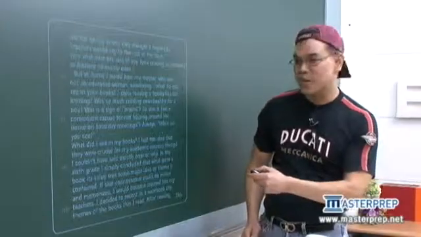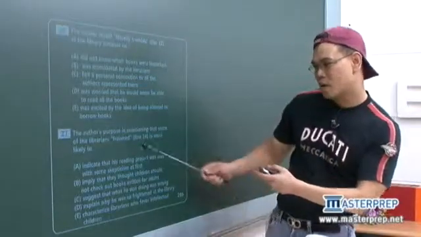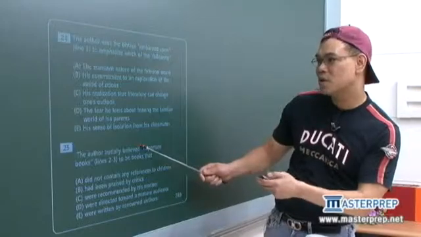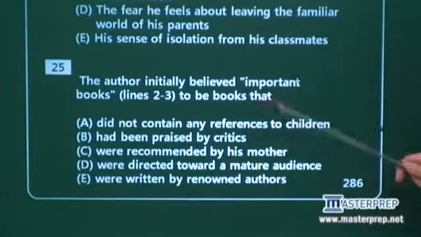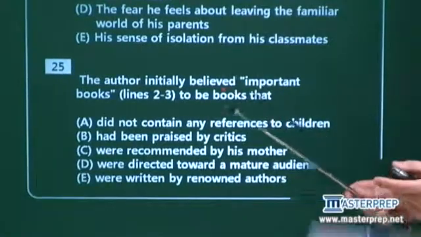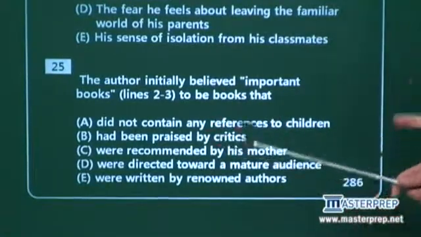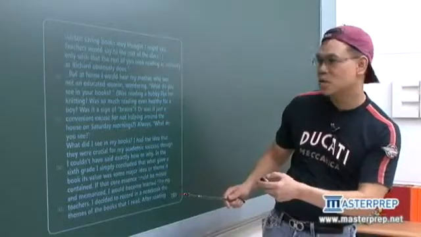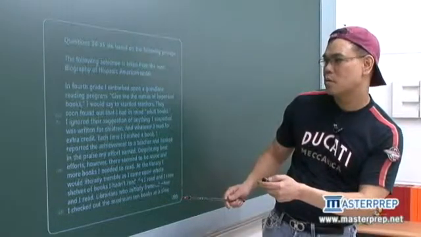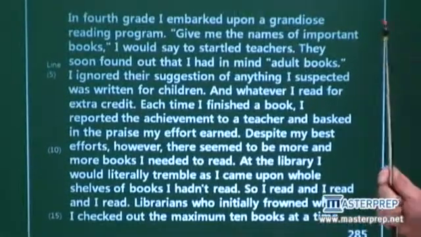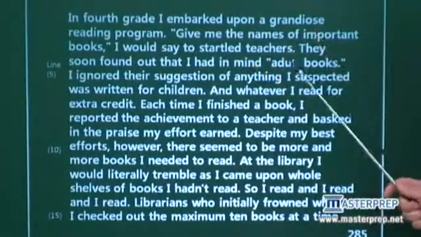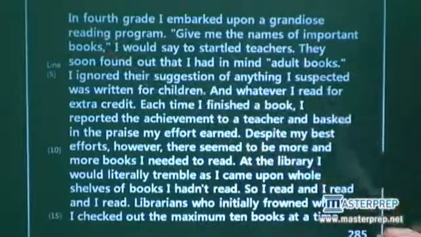All right, let's go back to the question. Oops. Here we go. The author initially believed important books to be books that, okay. All right, important books are, what was it? I got to go back here. I have a very bad memory because I'm old. Adult books. Okay, so we got to look for a word like adult. Yes, because we're trying to match important to adult because the books are the same thing here. Okay, now let's go back.